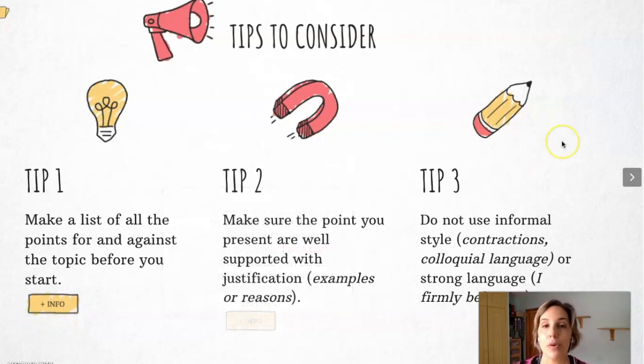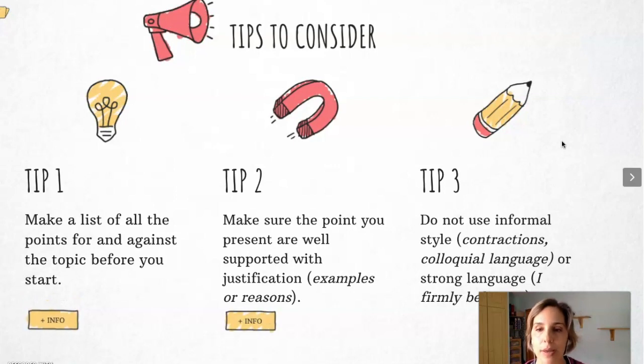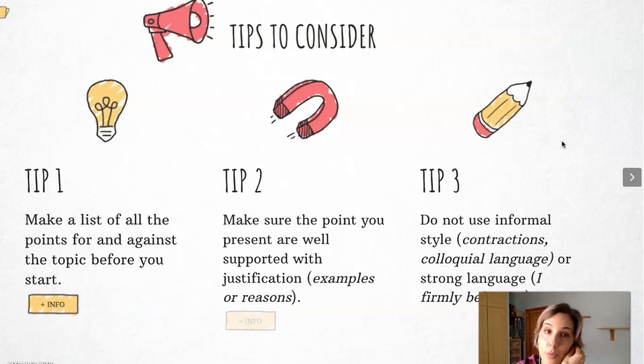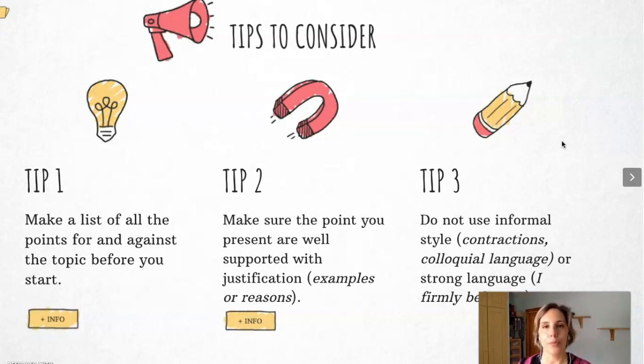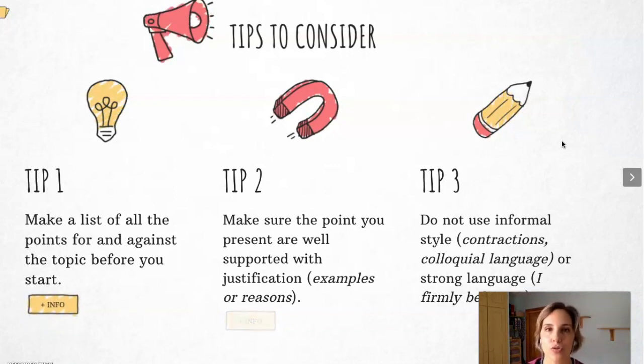And finally, tip number 3: remember that a pros and cons essay is a formal type of writing. So we shouldn't use contractions or colloquial language. There's nothing like "I've been", but "I have been", or colloquial language like slang or sometimes idioms. Be careful with those. Also try to avoid very strong language like "I firmly believe". It's more of a neutral tone. So you should say "I believe" or "my view", but nothing like "I firmly believe" or "I strongly believe".